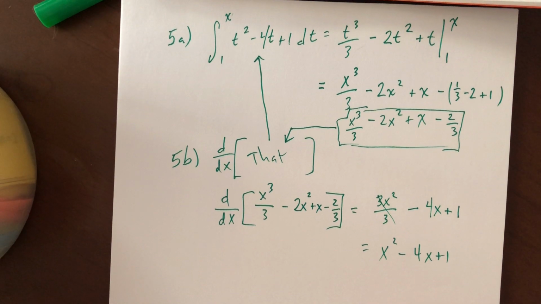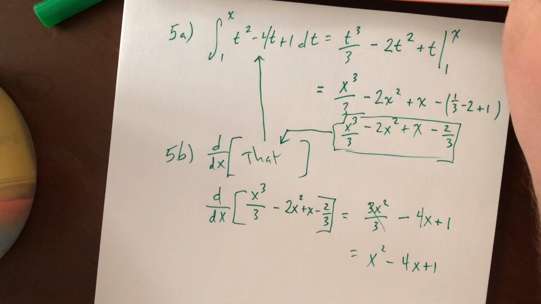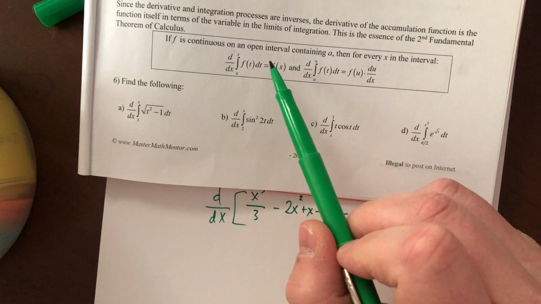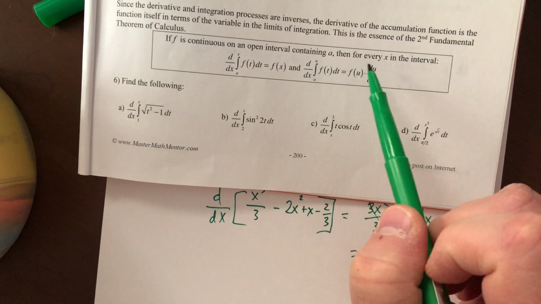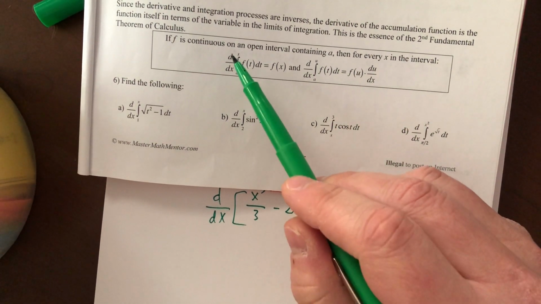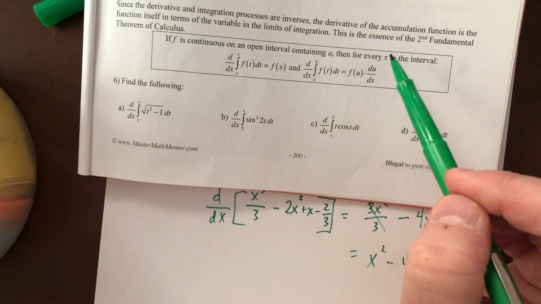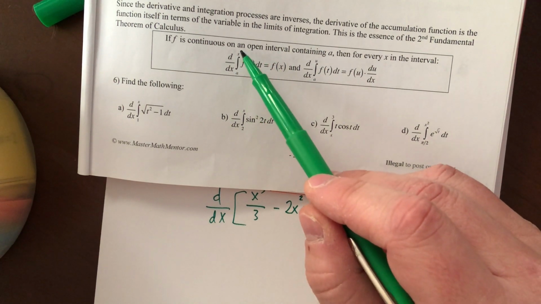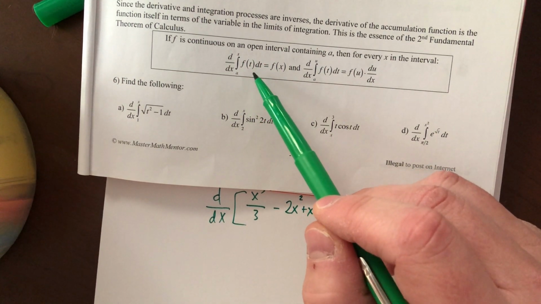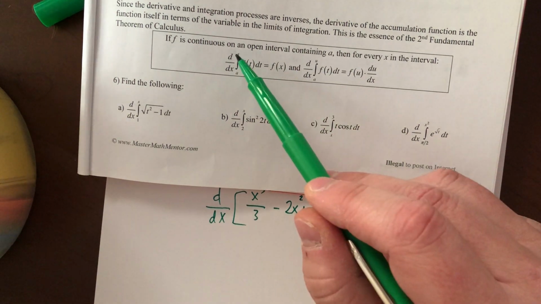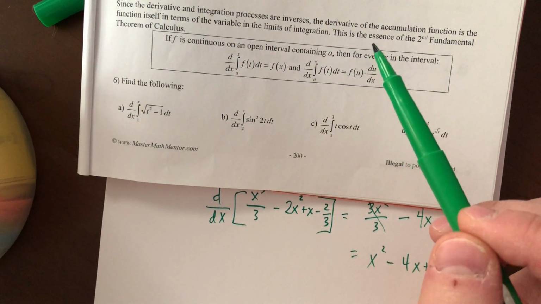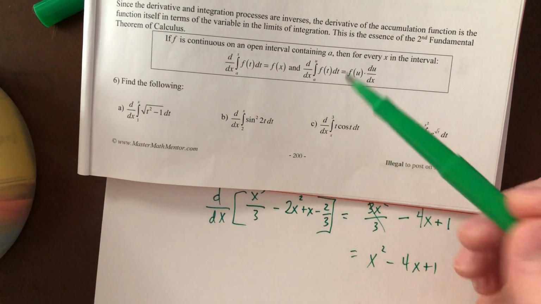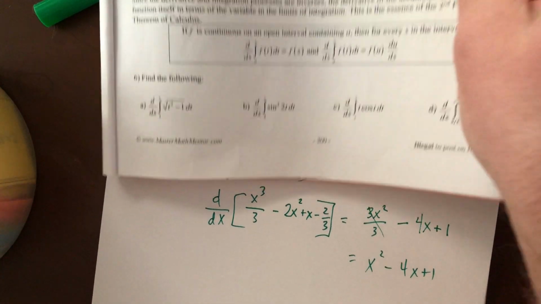This is called the second fundamental theorem of calculus. Stated mathematically, we can say if f is continuous on an open interval containing a, then for every x in the interval, the derivative with respect to x of the integral from a to x of our function is equal to f of that value x. And chain rule applies here. That's the main thing. So we'll look at some examples.